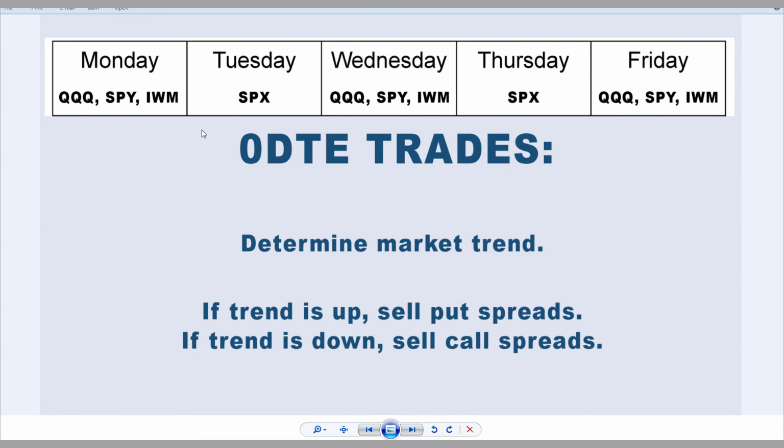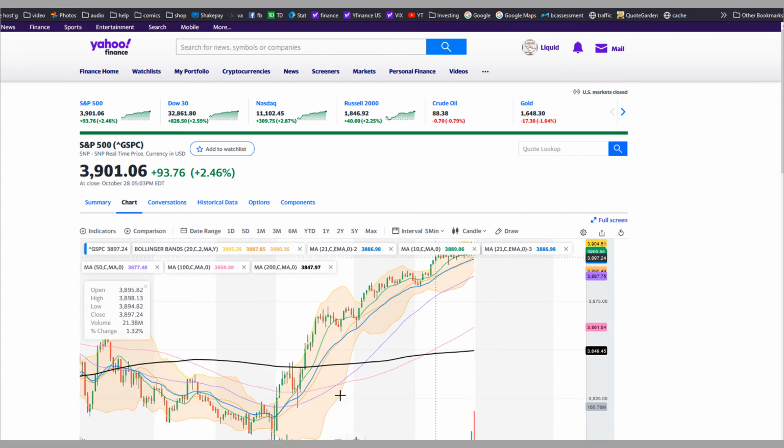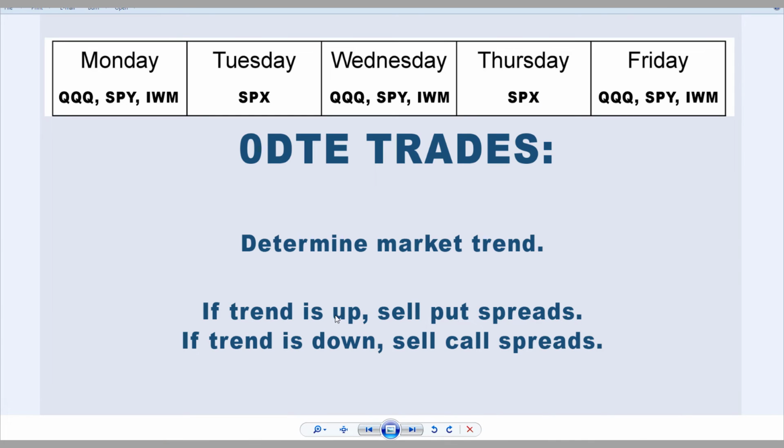On every day of the week, you can use the SPX, but on Mondays, Wednesdays, and Fridays, you can use specific ETFs to trade 0 days. The first thing you do is determine the market trend. And I like to use the 5-minute chart. I think it does a pretty good job of showing which way the market is going. And if the trend is up, then you can sell put spreads. If the market is going down in general, then you sell call spreads because those are less likely to expire in the money.